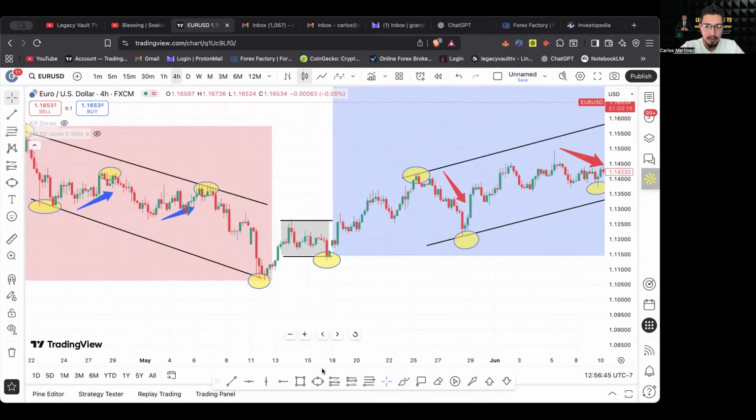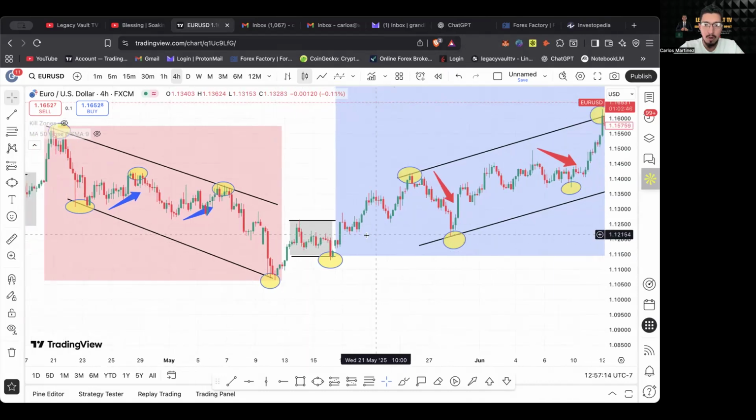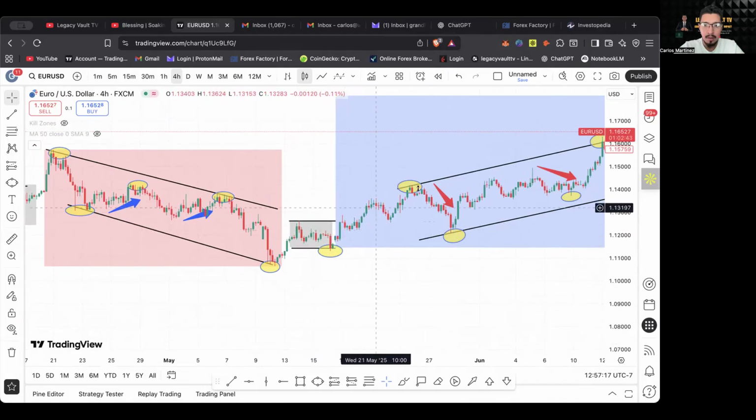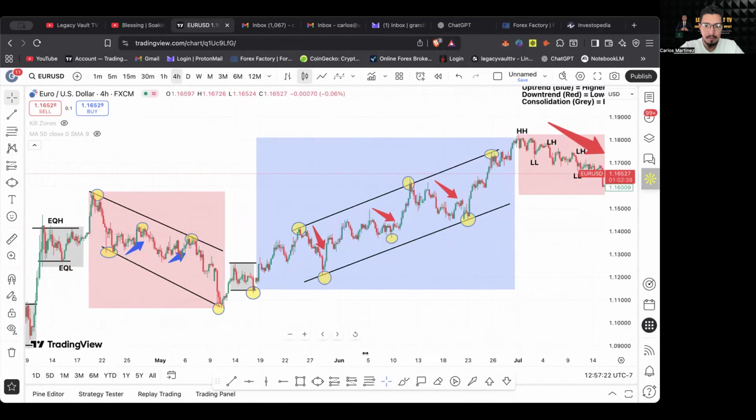And when you see a consolidation phase, price keeps rejecting at the same top level and bouncing from the same bottom level, indicating that there's indecision in the market and there's either an accumulation or a distribution phase. In this case, it's a distribution phase. It's a liquidity buildup before the break of structure to the upside, right?